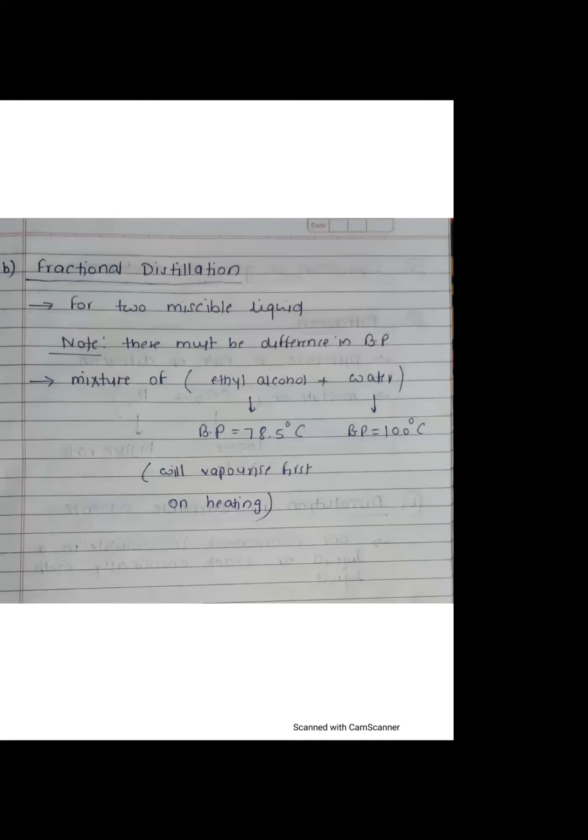So as soon as you take the temperature to 78.5 degrees, alcohol will vaporize. You will collect alcohol in another container. This is the method. You will heat the mixture, and when the temperature reaches 78.5 degrees Celsius, alcohol will vaporize and you can collect it in another container.